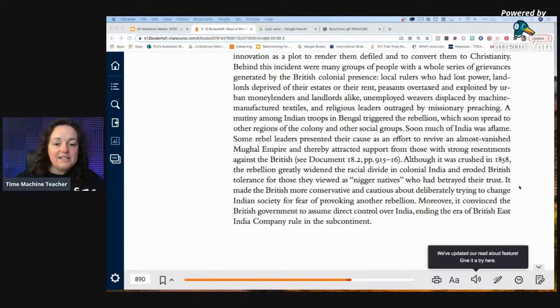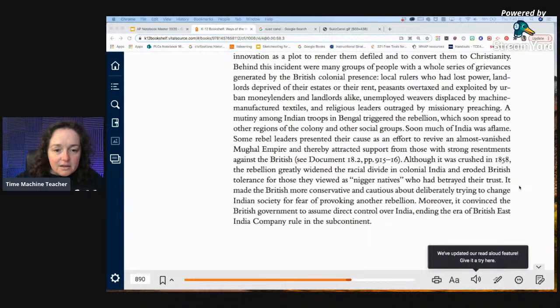Although it was crushed in 1858, the rebellion greatly widened the racial divide in colonial India and eroded British tolerance for those they viewed as natives who had betrayed their trust.